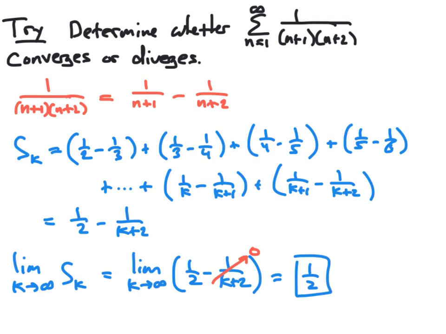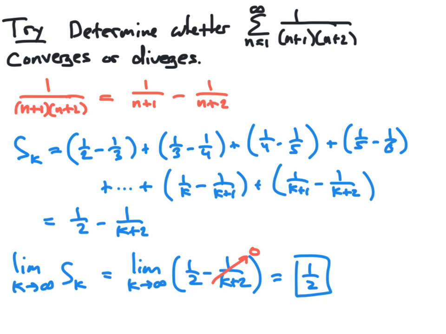Using partial fractions, we can rewrite the term of our series, 1 over n plus 1 times n plus 2, as 1 over n plus 1 minus 1 over n plus 2. We can then compute the partial sum s sub k as 1/2 minus 1/3 plus 1/3 minus 1/4 plus 1/4 minus 1/5 plus 1/5 minus 1/6, and so on, ending with 1 over k minus 1 over k plus 1 plus 1 over k plus 1 minus 1 over k plus 2.